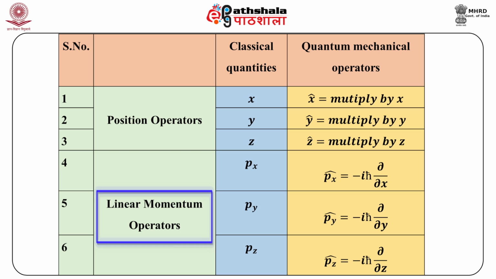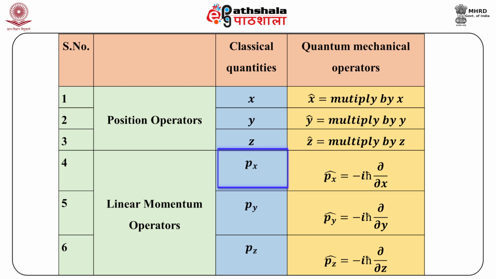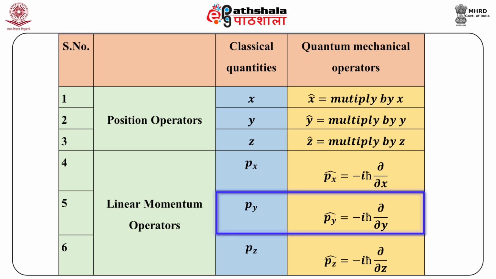Similarly, we have linear momentum operators. These are also fundamental operators. Linear momentum in the x direction, px, which is denoted by px cap, is given by minus iota h cross del by del x. This is the momentum operator in the x direction. Similarly, py cap equals minus iota h cross del by del y. H cross stands for h upon 2 pi, which you need to remember, and similarly for pz.